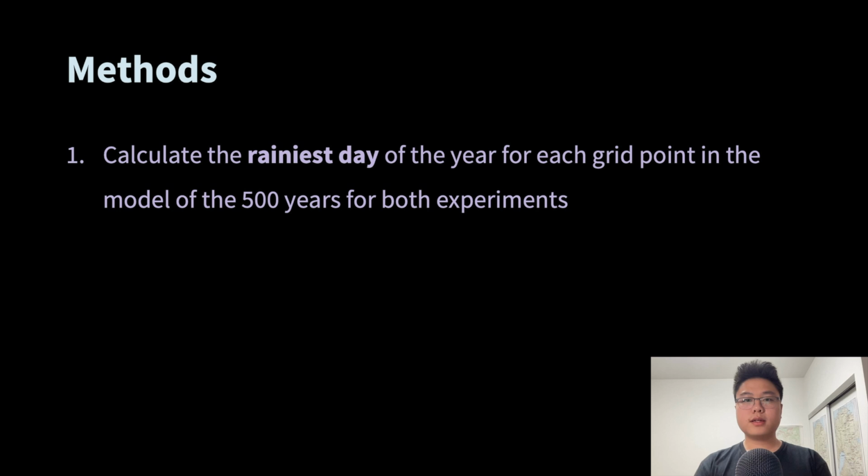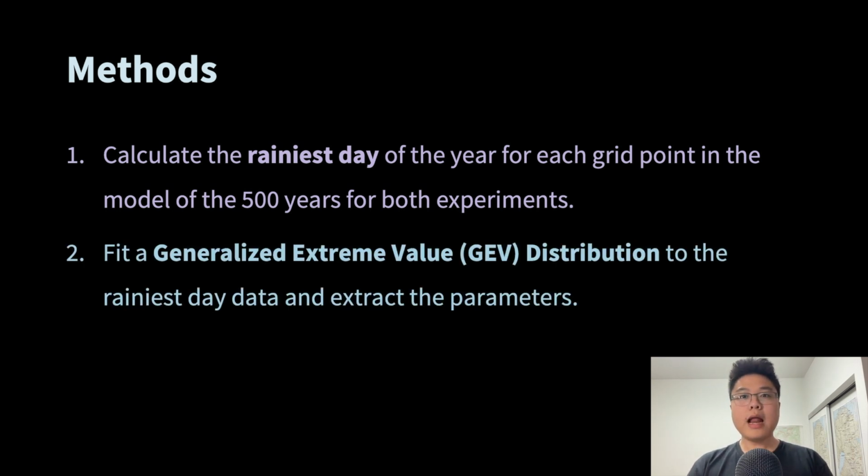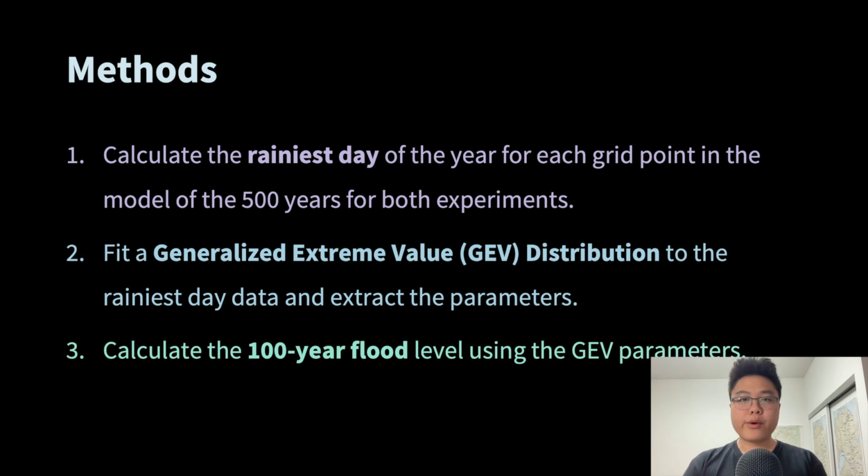To study this further, here are my methods. First, I extract the rainiest day of the year in each grid point for all 500 years for both experiments. Second, I fit a generalized extreme value distribution to the data and then extract the parameters. Third, I calculate the 100-year return level of the data. And fourth, I make a lot of maps and plots. That's a description of what I did.